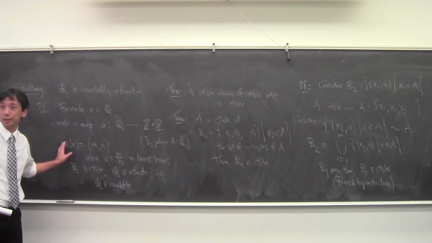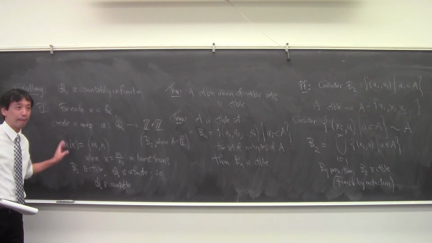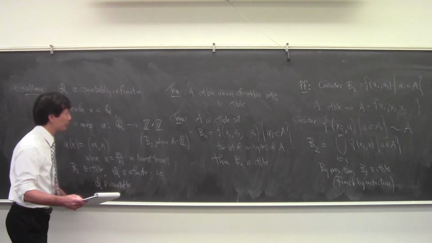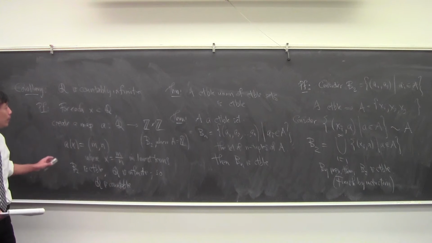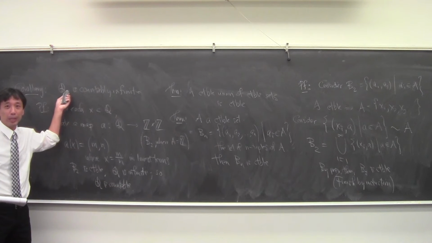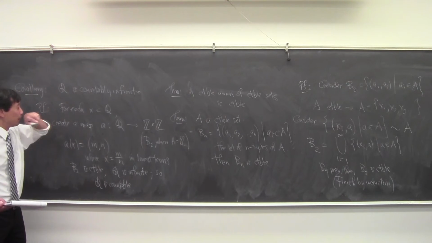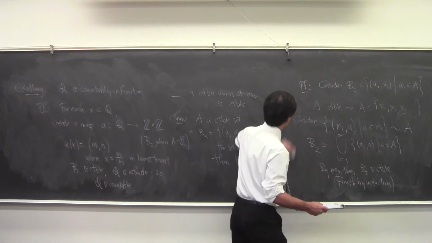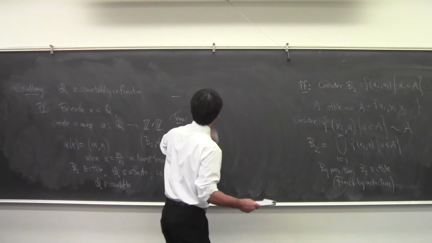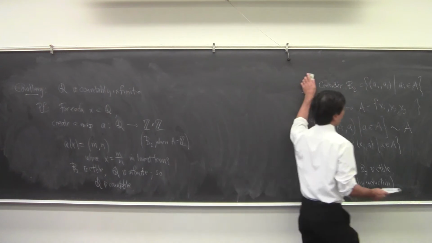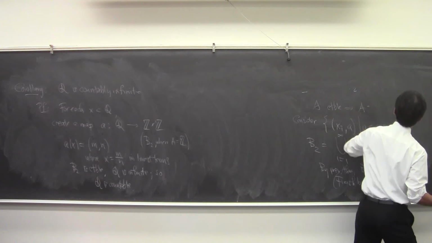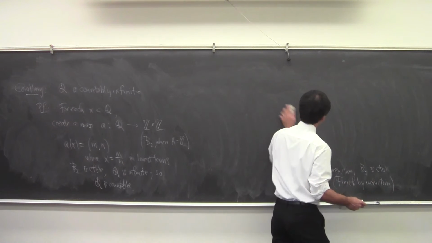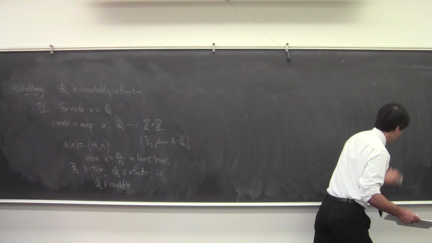Is that all right? Anybody have questions? Okay. So Q turns out to be a countably infinite set. You can make a one-to-one correspondence between Q and the natural numbers.